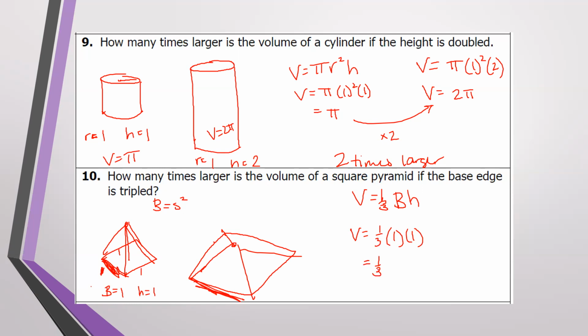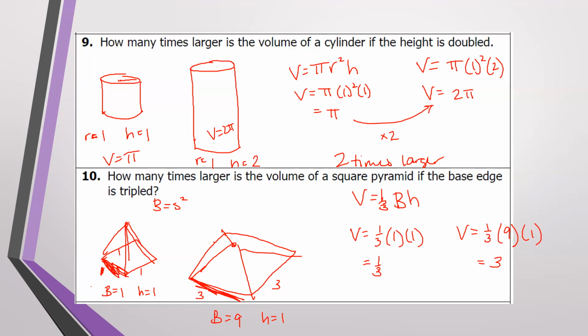Now, if I take that length and I triple it, like it says, what happens when it's tripled? Now the square is 3 by 3. So your base is now 9. The height's not changing. The only thing that changed was the base edge. So now we have a volume that is 1/3 times 9 times 1. 1/3 times 9 is 3, times 1 is 3.